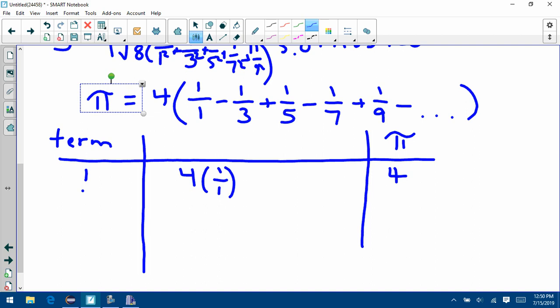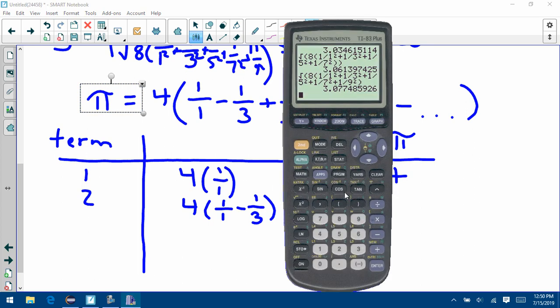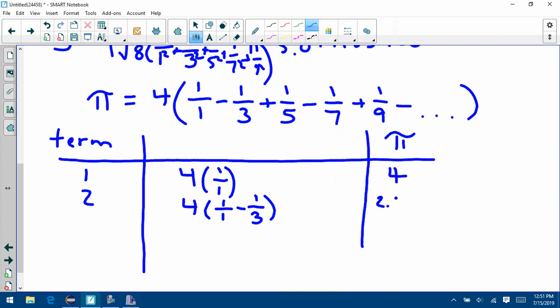No, 4 is pretty close to 3.14. Okay, if I wanted the second term, I would take that 1 over 1, but now I would subtract off 1 over the next odd number, which is 3. If I wanted to print that out, I would multiply that by 4. Let's see what we get. 1 over 1, I know that's just 1, minus 1 over 3. Multiply all that by 4. 2.6 repeat. Okay, so a little bit closer to pi.